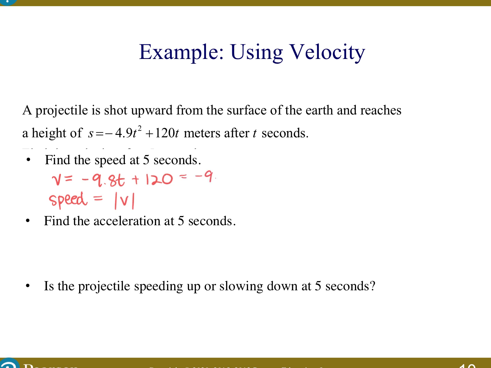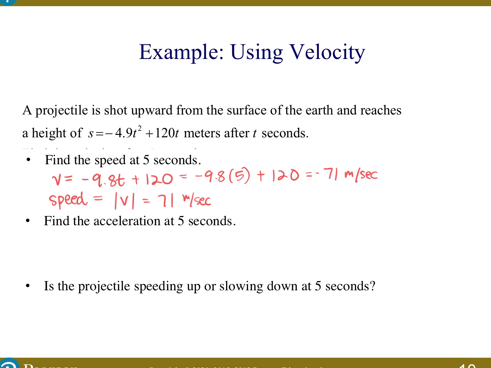So let's figure out what we get for velocity. We have negative 9.8 times 5 plus 120. I feel like we came up with that earlier. It was like 71 or something like that. Negative 71. That's the velocity. The speed is positive 71. And those are both measured in meters per second.